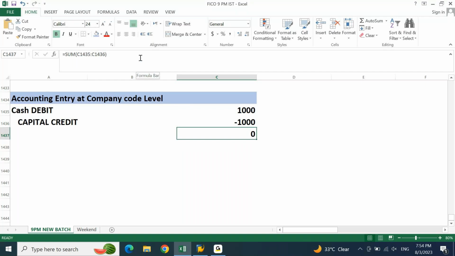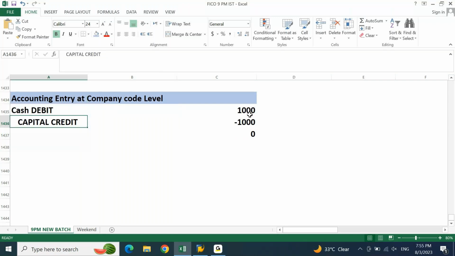Now we all know that as per the accounting fundamental, we need to make sure any entry that you are recording in accounting, the debit amount must be equivalent to credit amount. If your debits are not equivalent to credit, your accounting entry is not valid. So here when I'm looking at the total debit, total credit processed at company code level, it is becoming 0. So I am fine with it.